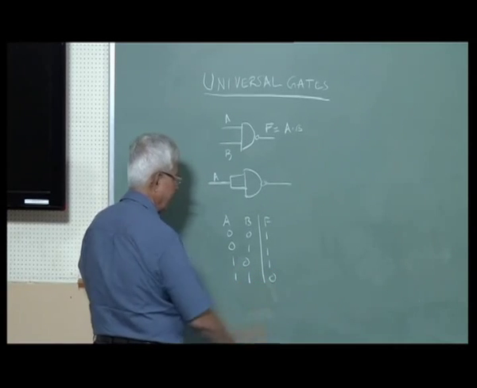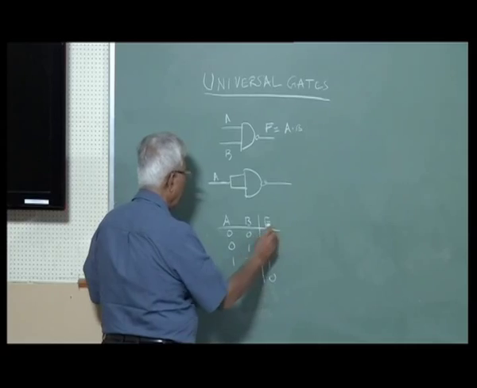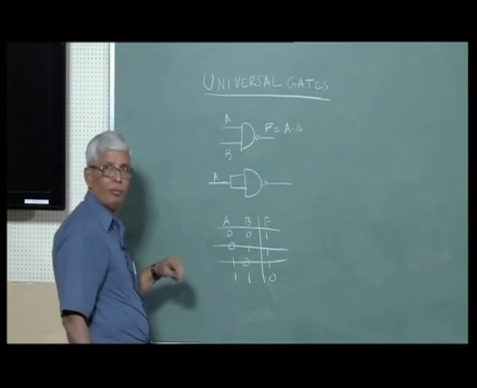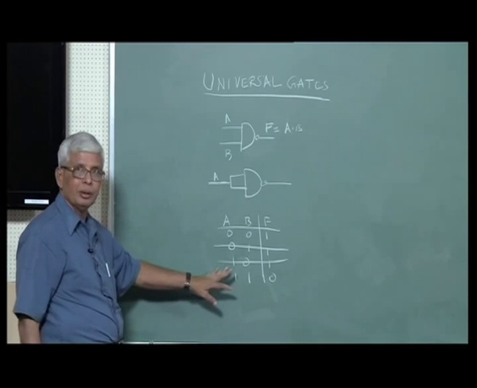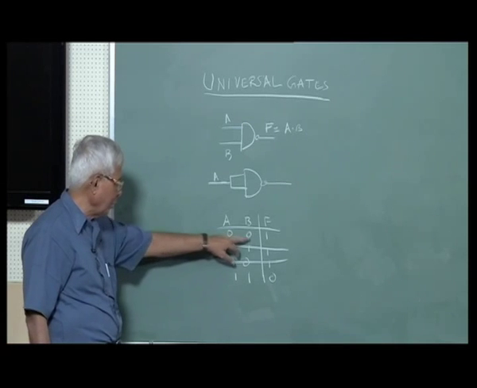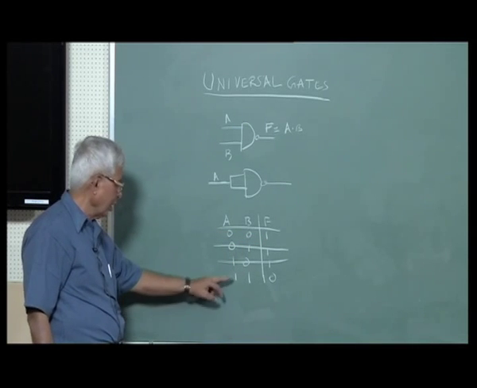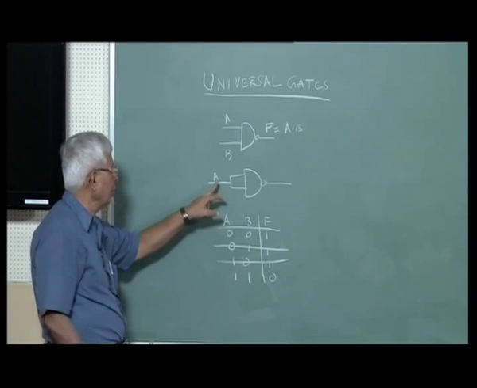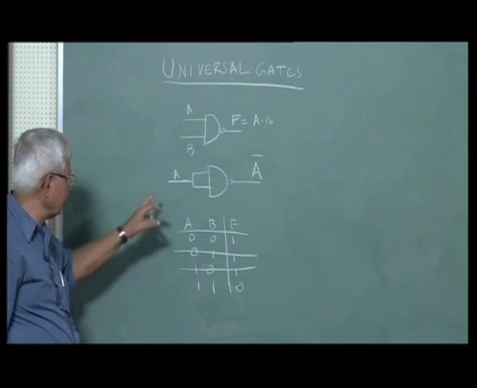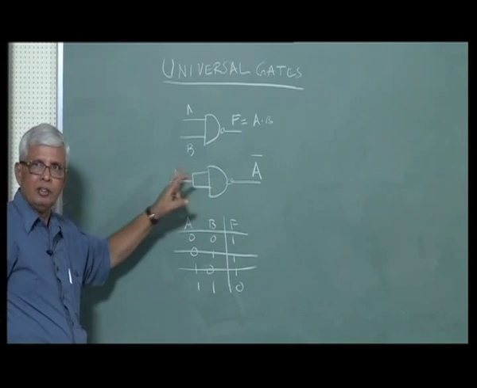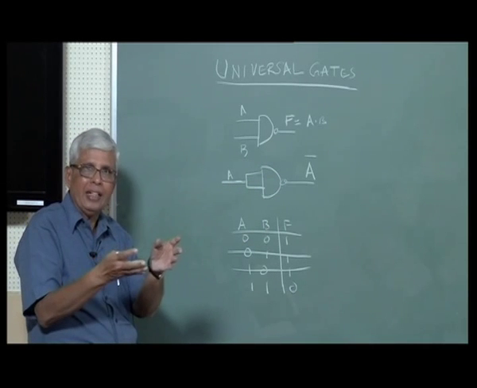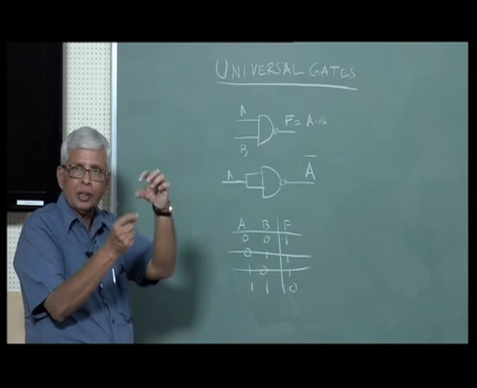This is the truth table of the NAND gate. Since A and B are the same, I don't want these two lines. A is 0, 0 or 1, 1. So when this is 0, the output is 1. When this is 1, the output is 0. So the output will be A bar. If you give a 0 here, the output will be 1. With a 1 here, the output will be 0. So I can get an inverter from a NAND gate by tying together the two inputs.